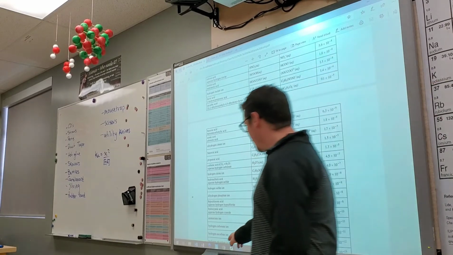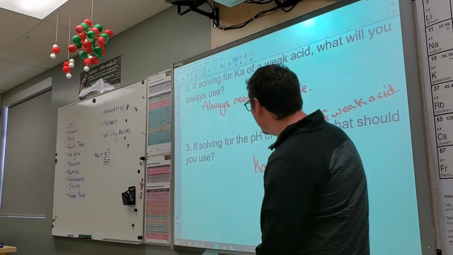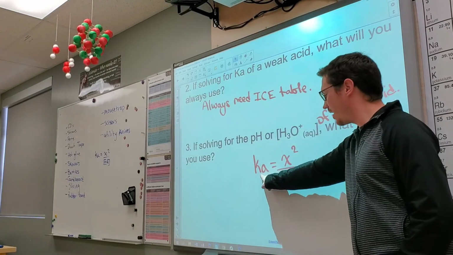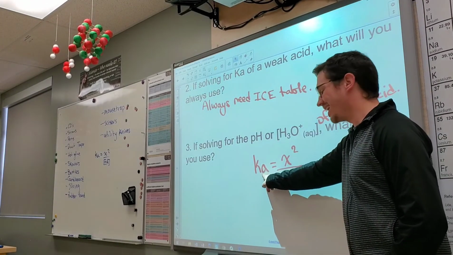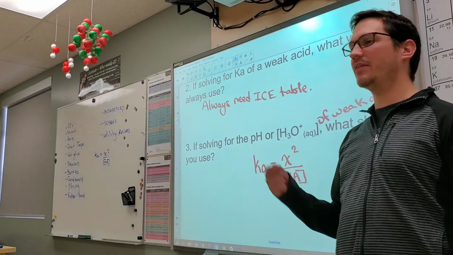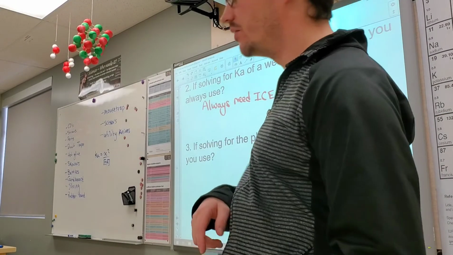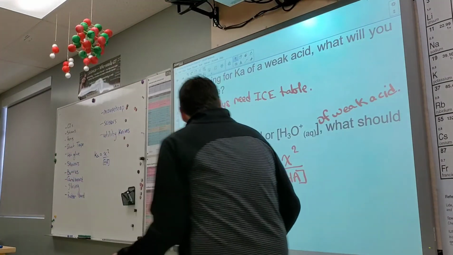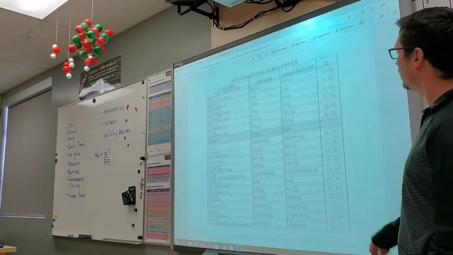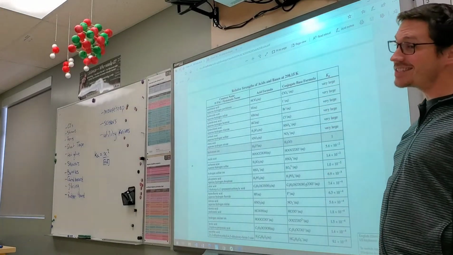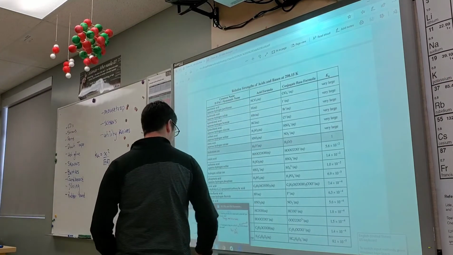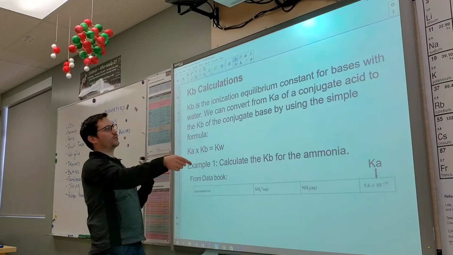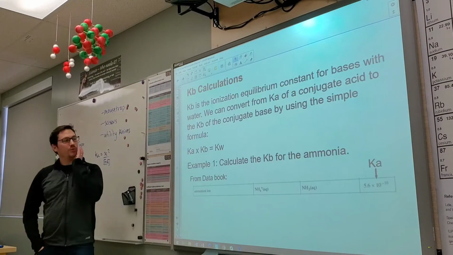When you're trying to solve for the pH of a weak acid, what do you have to use? Ka. What do you think you're going to have to use if you're solving for the pH of a weak base? Kb. And is Kb listed in your data booklet? No. Ka is listed, but Kb is not listed, okay? So here's what we're going to do. Oh yeah, diploma question.